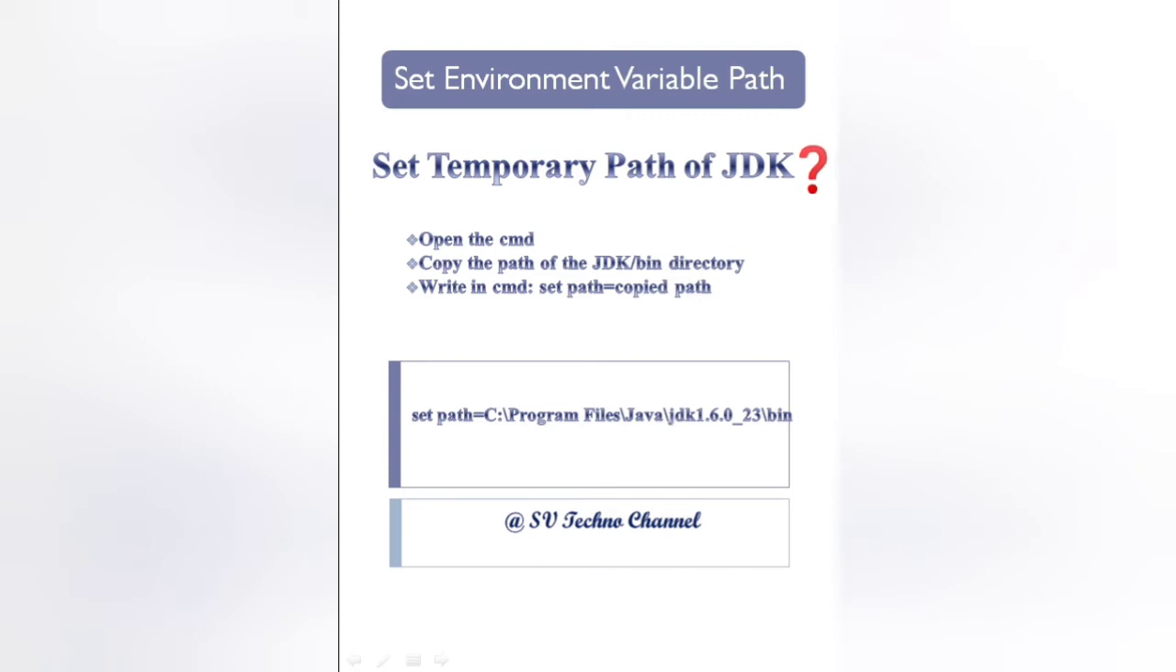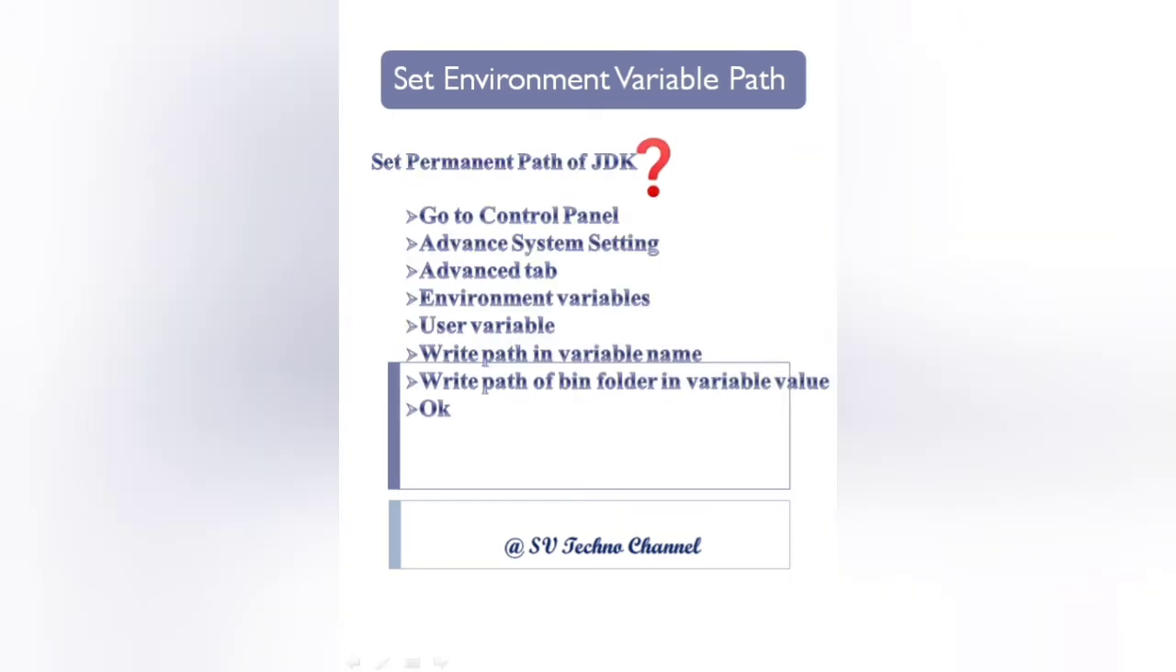When we are using the first way, we need to set the path again and again when we want to write and run the Java program. So the most recommended way is to set the permanent path of JDK in Windows. So I'm going to explain how you can set the permanent path of JDK in Windows. You need to follow these steps to set the permanent path of JDK.